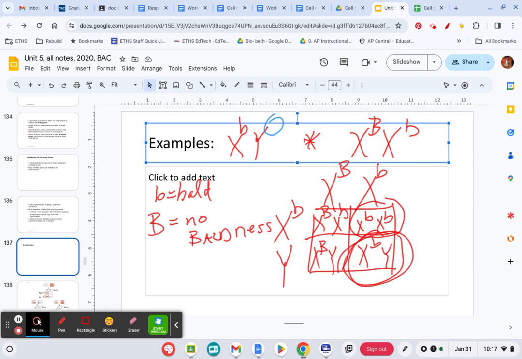Could you also look at your grandpa from your mom's side? But your grandma on your mom's side also. You could look at anybody.